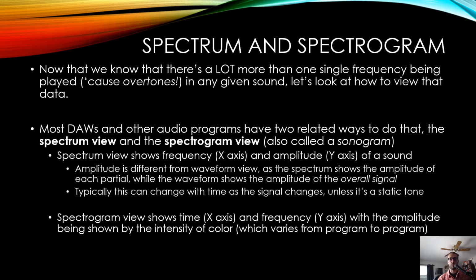Spectrogram or sonogram view shows time on the x-axis and frequency on the y-axis, with the amplitude shown by the intensity of color, which varies from program to program. Typically, you will have either black and white or red or a rainbow color scheme. It really does depend, but you will see that lower, closer to the fundamental, the color is much more intense. If you're doing red, this is going to be absolutely scarlet blood red, and then it's going to fade to pink at the higher amplitudes.